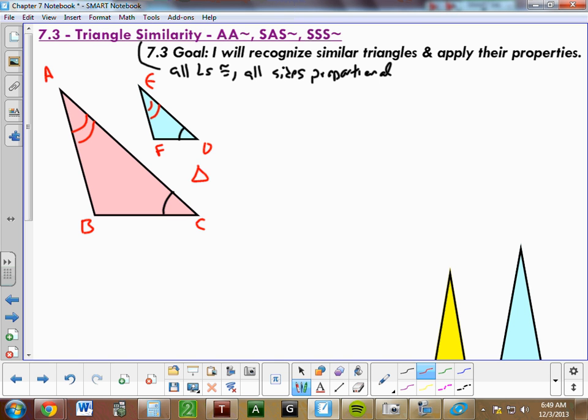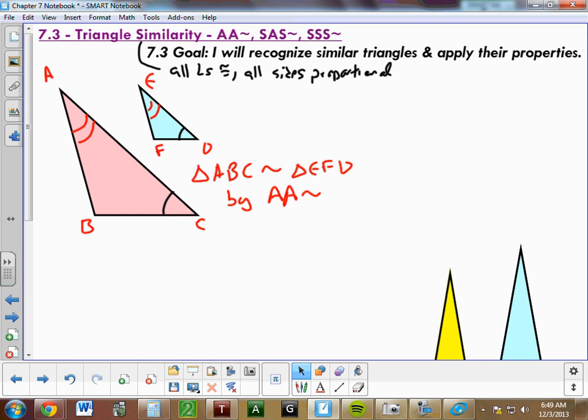So I can say that triangle ABC is similar. So we use the tilde to show that something's similar. So that's similar to triangle EFD by angle-angle similarity. So I could write a proof out for this. I might have one example later that I'm going to show you that you can do this with proofs. It's not going to be that extensive. We're going to spend most of our time applying this to either an application example or to just doing it with a couple triangles.